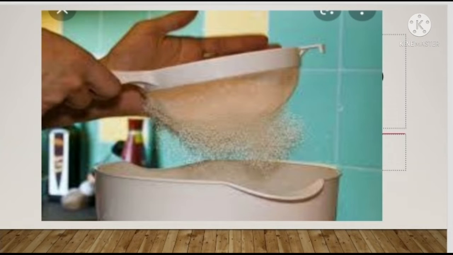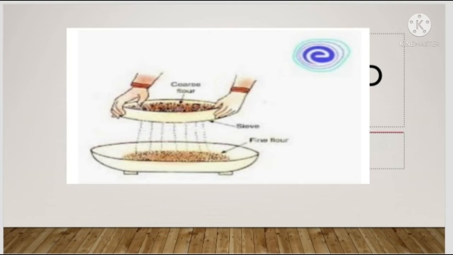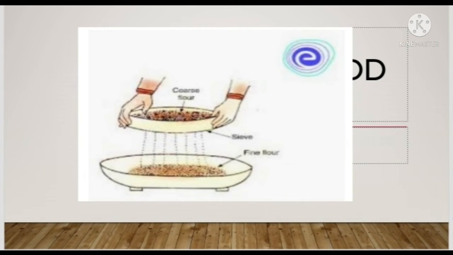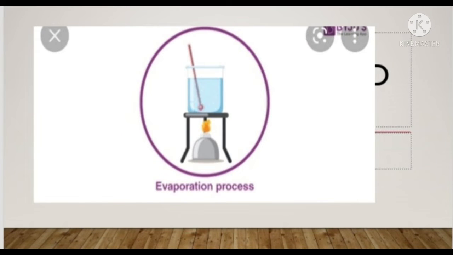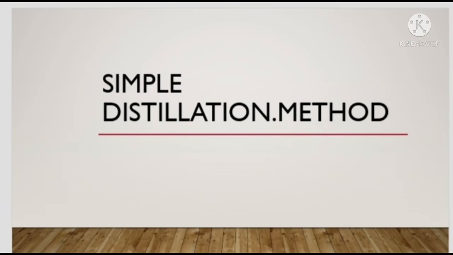Then simple distillation method. For this purpose, we take the round bottom flask, thermometer, stand, condenser, conical flask, water, salt solution, burner, tripod stand, etc. Take some salt water in round bottom flask, arrange apparatus as shown in figure, start heating the liquid in flask, placed on wire gauze. Observe the conical flask, slowly droplets of water start falling into it.